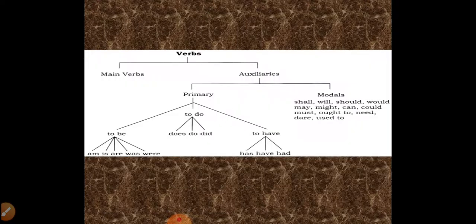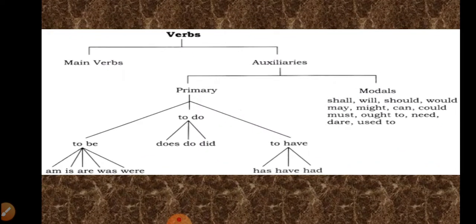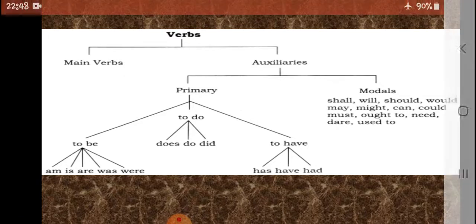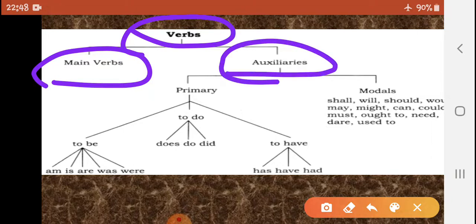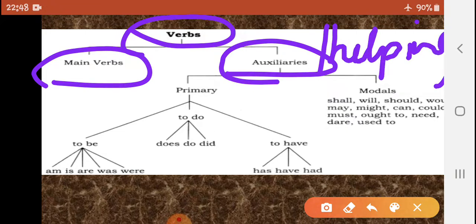Now, there is a word that is known to you, that is verb. Now we have main verb and auxiliaries. Auxiliaries are also known by the name of helping verbs. Now auxiliaries again are of two types, primary auxiliaries or modals. Now primary auxiliaries are what? Am, is, are, was, were, does, do, did, have, has, had. Clear?